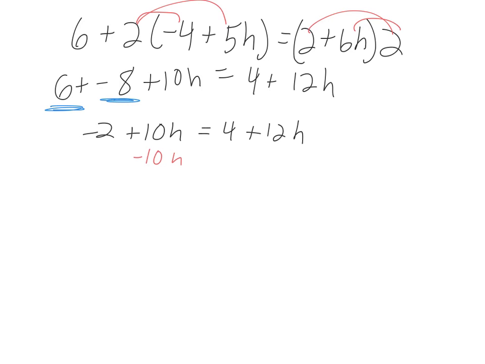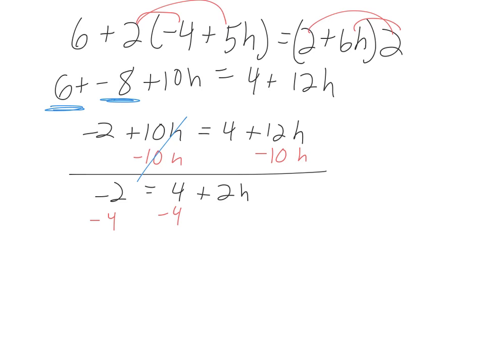I'm going to subtract 10h from both sides. You have negative 2 equals 4 plus 2h. I'm going to subtract 4 from both sides. That gets me negative 6 equals 2h. I'm going to divide each side by 2. Negative 6 divided by 2 is negative 3.